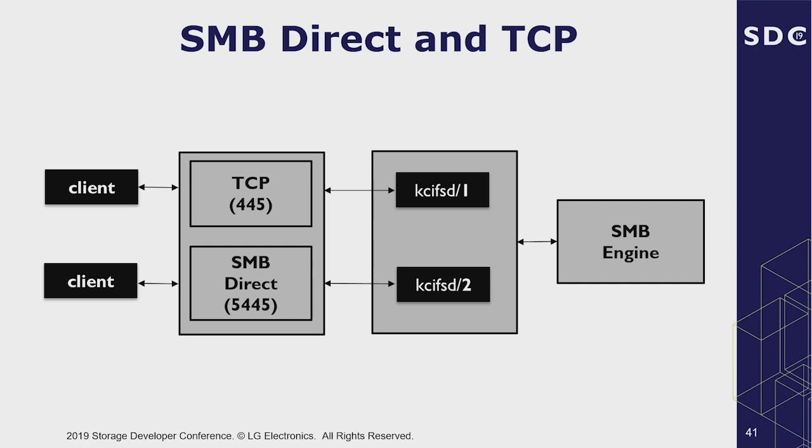Currently, CIFSD doesn't support multi-channel, so if a client wants to connect to CIFSD with SMB Direct, it has to connect to port 5445. Because CIFSD defines an interface for the transport layer, the CIFSD kernel thread can receive and send SMB messages without knowing which transport layer is used for the connection with a client.